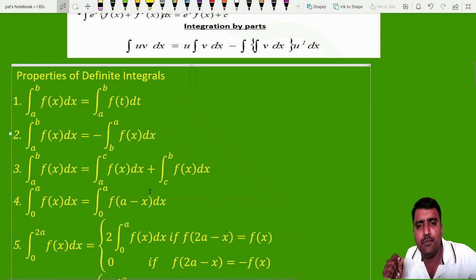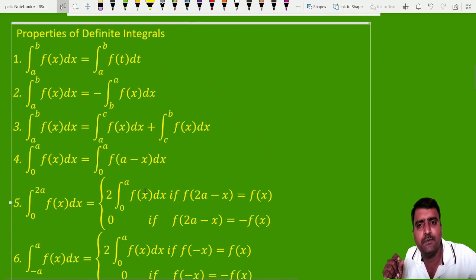And some properties: when you are solving the problems, you use these properties of definite integrations, not indefinite integrations. Here the integration from a to b of f of x dx has the same value as the integration from a to b of f of t dt. So the variable x does not matter, it may be t also. If you want to change its order from a to b to b to a, then you have to put one negative sign here.